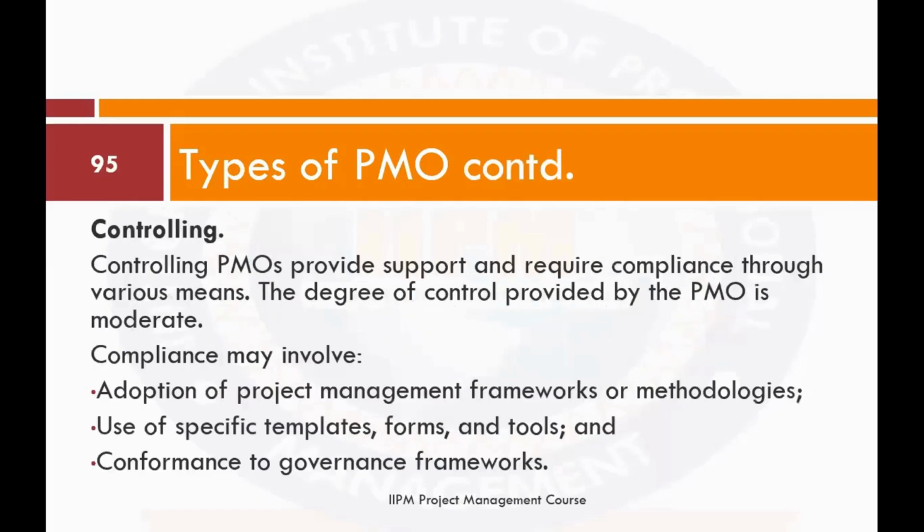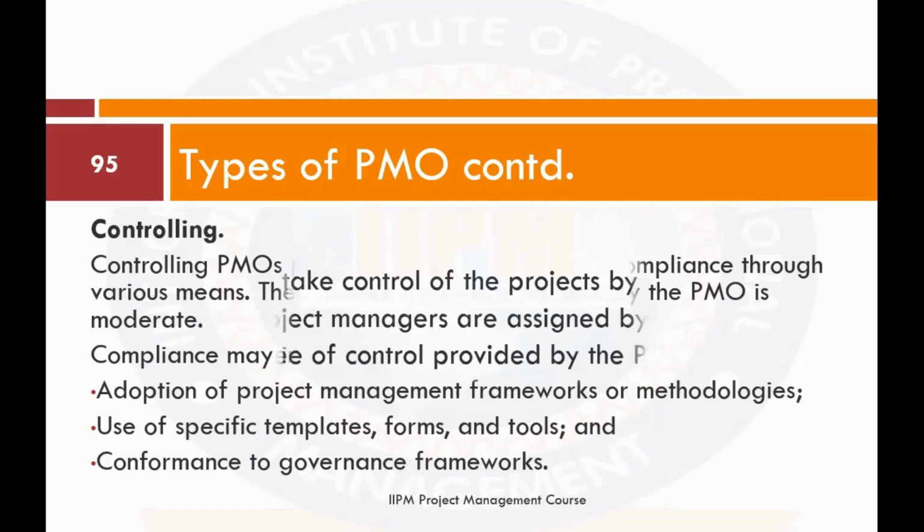Then you have the one that we call the controlling PMOs. They provide support and require compliance through various means. They are supporting you, but everything you do as a project manager, you and your team, you must provide compliance. You cannot go outside of it; there is nothing like you did it by your discretion. They believe in standards. So to them, compliance is performance. That's the controlling PMOs. Compliance is performance, all right?